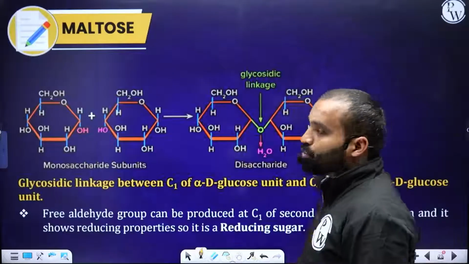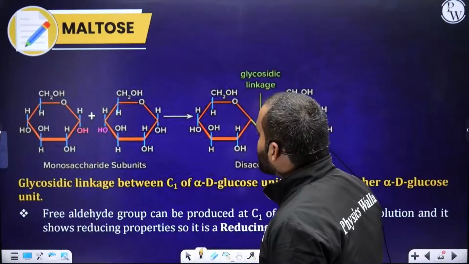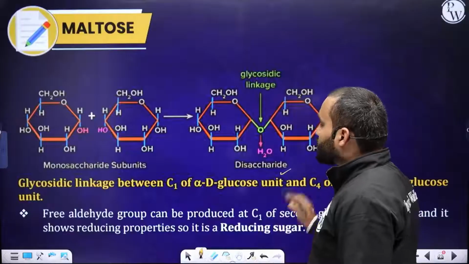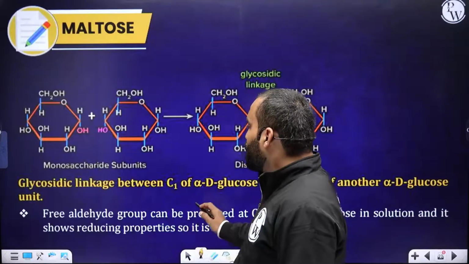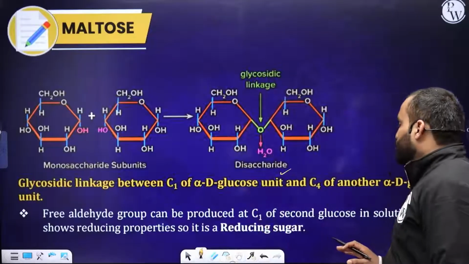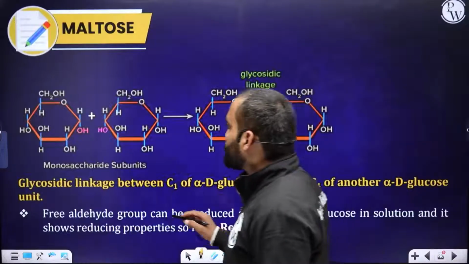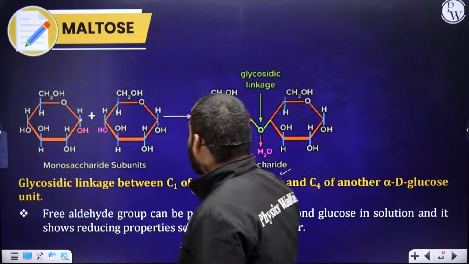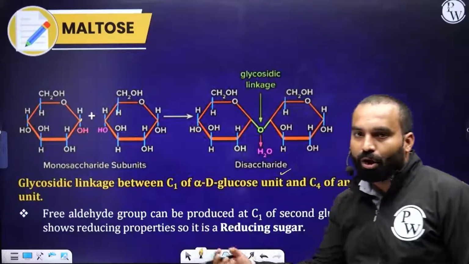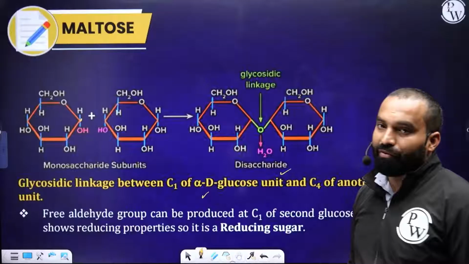Now we come to maltose. Maltose is also a disaccharide, which is made up of two glucose units. There are two glucose units. The first one is the C1 carbon of glucose. Which kind of glucose is it? Since the OH is on the bottom, it is alpha. C1 of alpha D glucose.